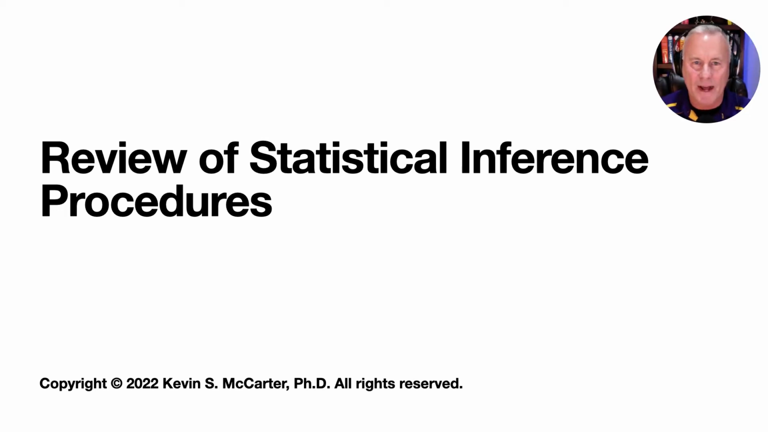All right, welcome back. In this lecture, we review statistical inference procedures for a single population parameter for the situation in which the estimator of the parameter is normally distributed. In particular, we'll review how to test hypotheses about the parameter, as well as how to construct confidence interval estimates of the parameter. We'll do this for two scenarios.